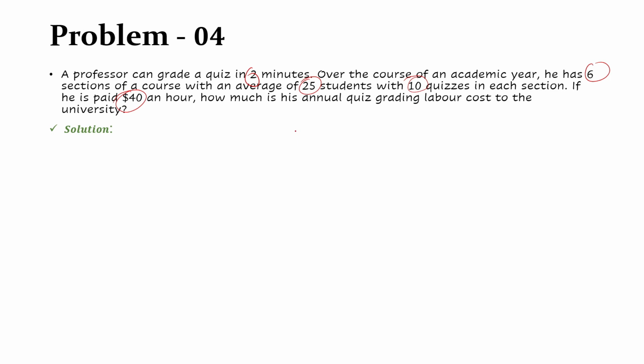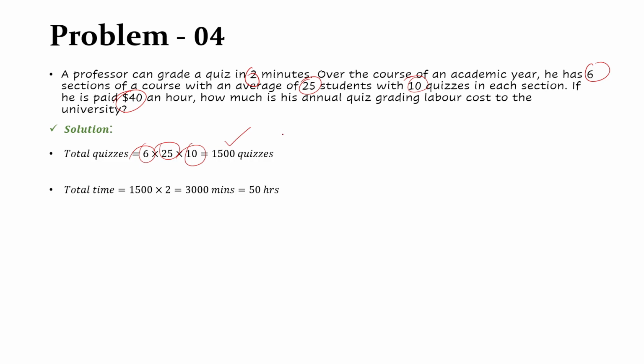In order to calculate the labor cost, first we need to look at the number of total quizzes. We know that there are 6 sections of that course and there are 25 students in each class and there are 10 quizzes. When we multiply these values, we calculate the total number of quizzes. The value for total number of quizzes is 1500. We also know that it takes 2 minutes to complete one quiz. So for 1500 quizzes, it will take 3000 minutes.